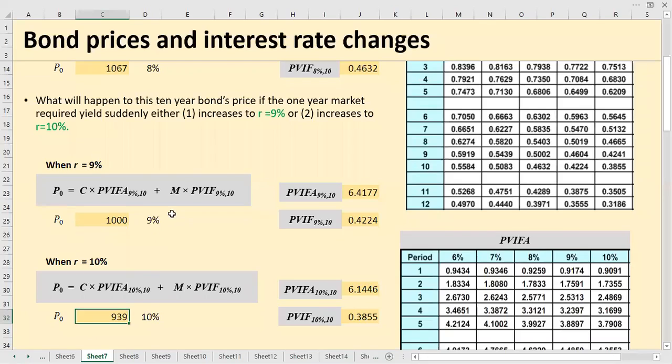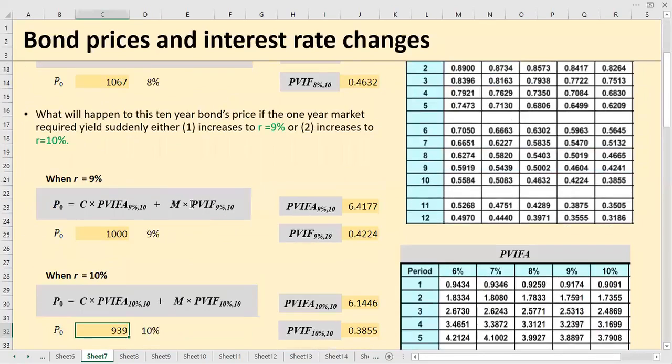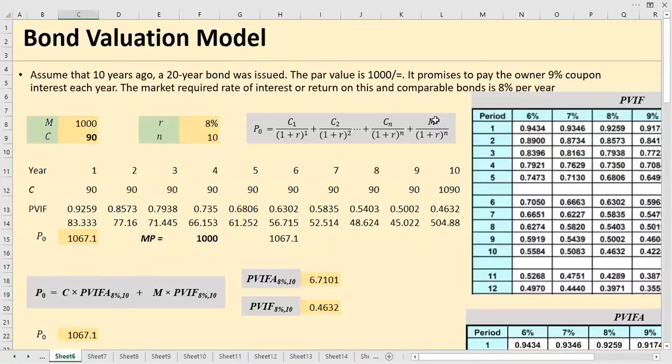Actually, that is kind of obvious, because if you look at the basic formula that we discussed here, you can see the required rate of return R comes as the denominator of the formula. So when the denominator increases, it is obvious that the answer will decrease. It is kind of obvious.